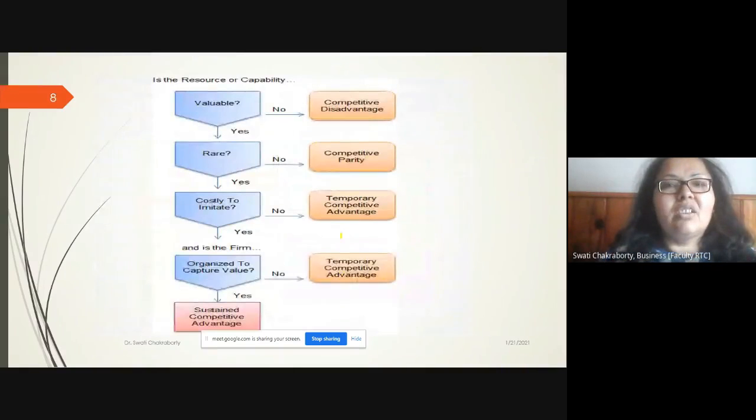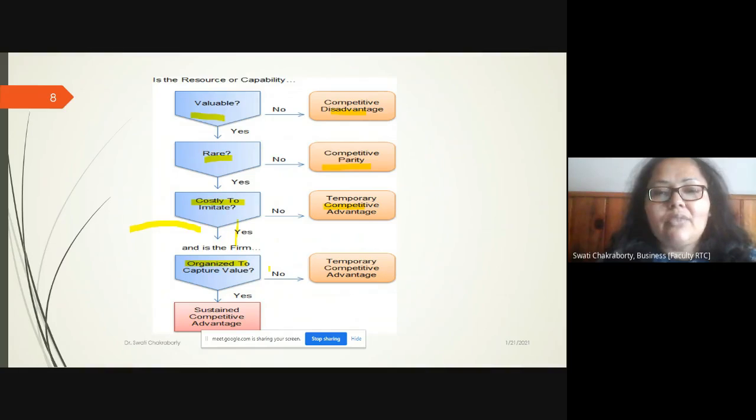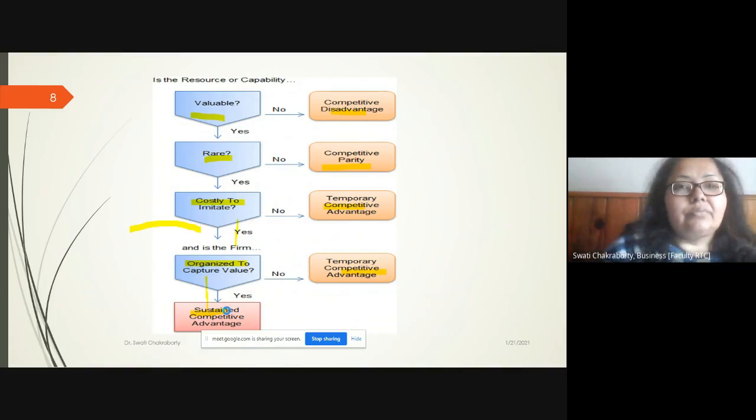VRIO. Valuable? If it is no, then it means competitive disadvantage. If it is yes, then comes rare. Is it rare? If it's no, that means competitive parity. If it's yes, then we ask: is it costly to imitate? If it's no, that means temporary competitive advantage. If it is yes, then comes: is the firm organized to capture the value? No means again temporary competitive advantage. If it is yes, that means sustained competitive advantage.